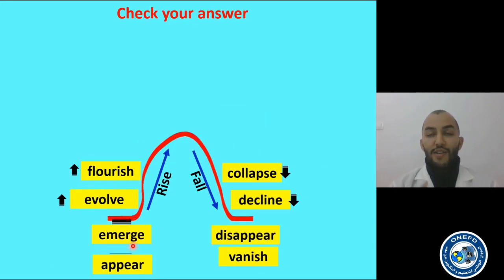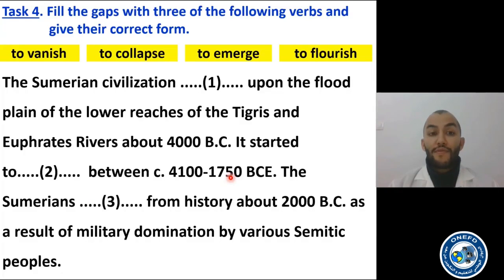Like emerge, you can see that they are just appearing. Okay, flourish, they are flourishing, they are blooming, they are developing and evolving. Okay, and collapse, yeah, falling. Okay, all right. So let's see the next activity. Task number 4.